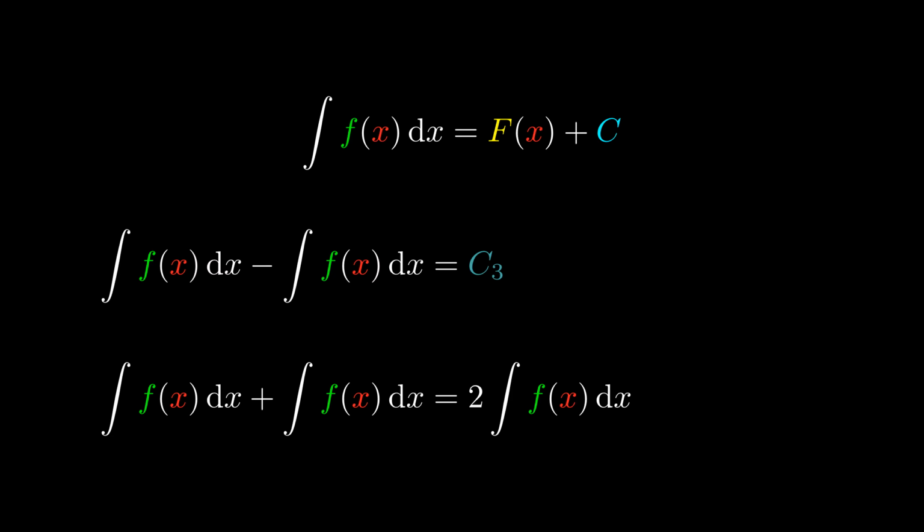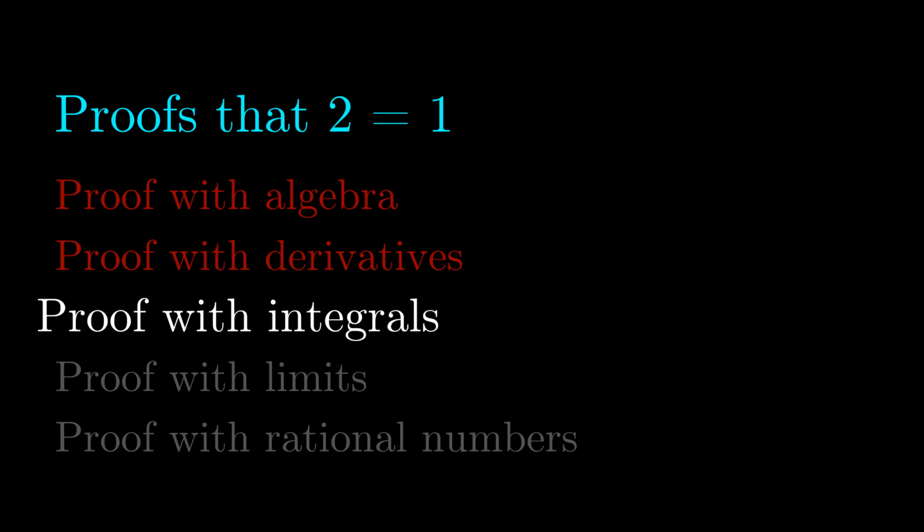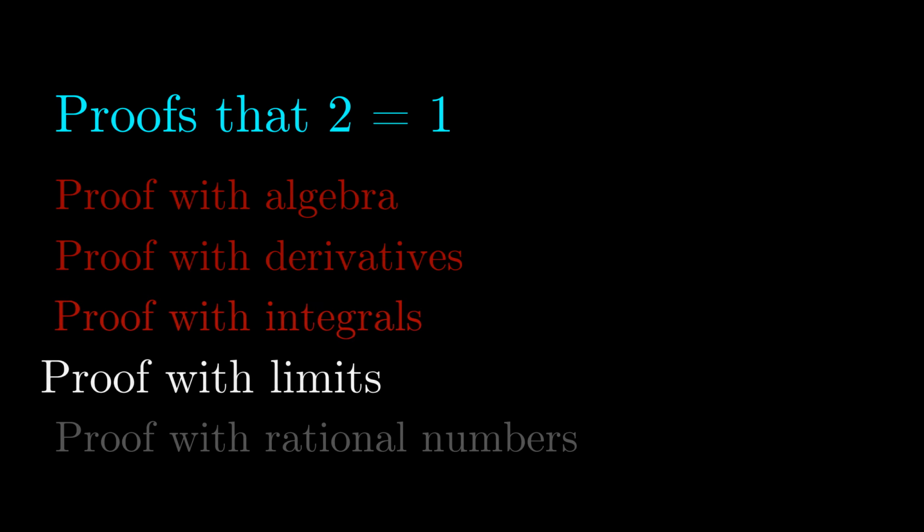So we see that adding integrals in this way is valid, but subtracting integrals in this way produces a constant, not 0, so it is not valid. In the end, we have shown that the proof with integrals is invalid. Let's now move on to the proof with limits.